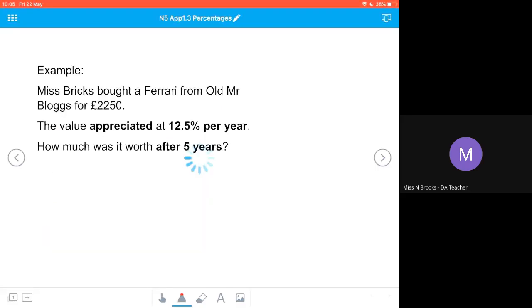So our next example, Miss Bricks bought a Ferrari from old Mr. Bloggs for £2,250. The value appreciated at 12.5% per year. How much was it worth after 5 years?